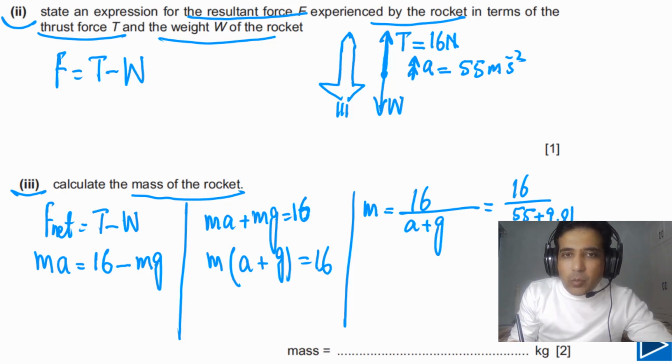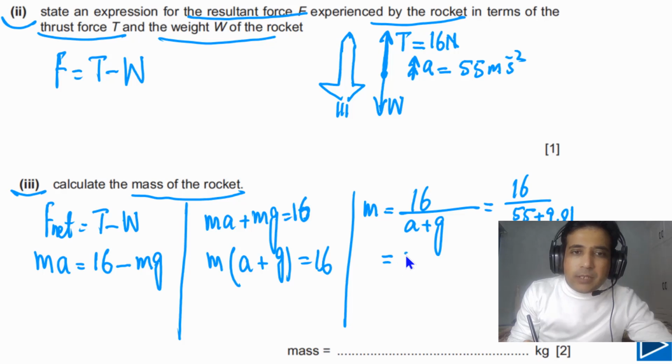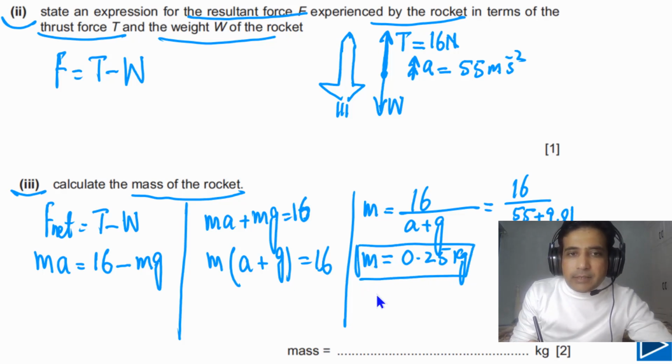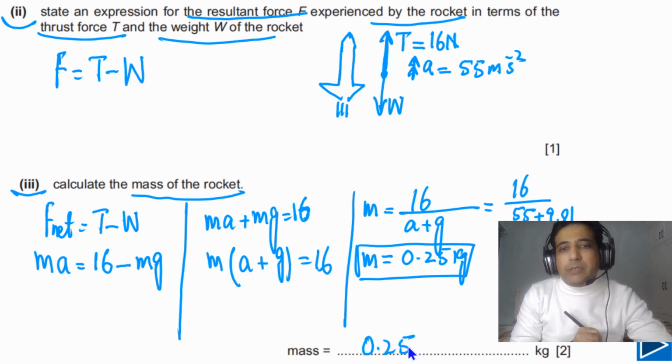So if we solve this one, the value of mass will be equal to 0.25 kilograms up to 2 SF. So this is our final answer. So we can write down the final answer is 0.25 kg. So this is how we can answer this question.